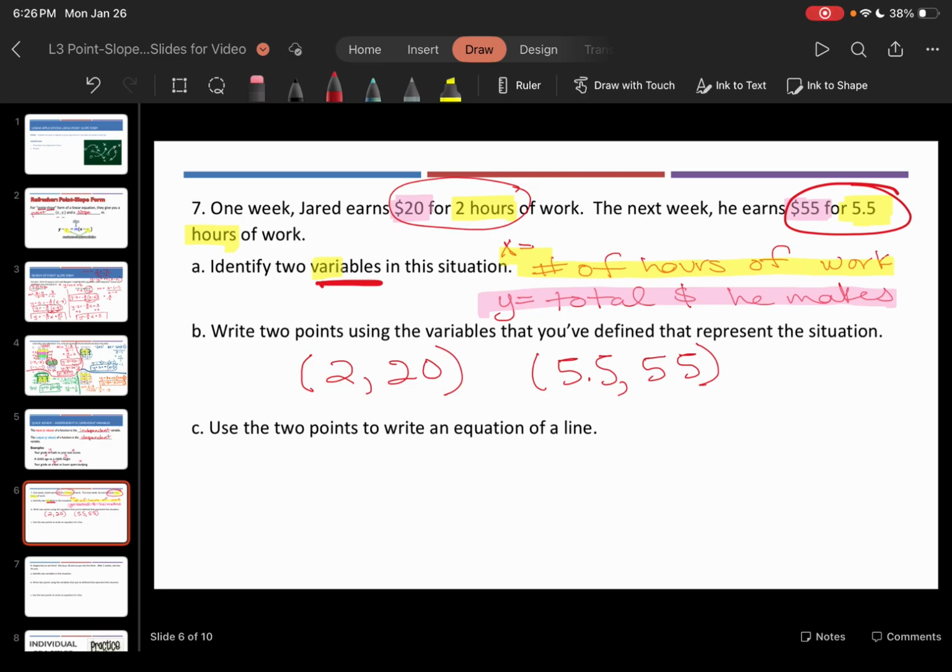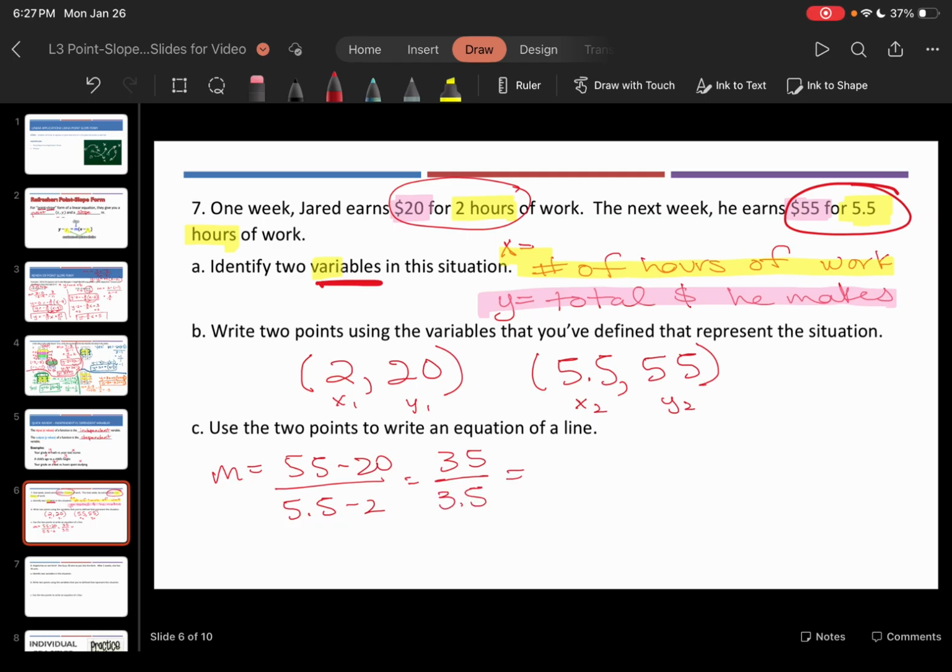Use those 2 points to write an equation, just like we've been doing. We need to find the slope first, and then we're going to pick a point and plug it in to point slope form. So slope first. M equals, I'll call this x1, y1, x2, y2, and I could have reversed the 1s and the 2s, right? But 55 minus 20 over 5.5 minus 2. So use your calculator. 55 minus 20, 5.5 minus 2.